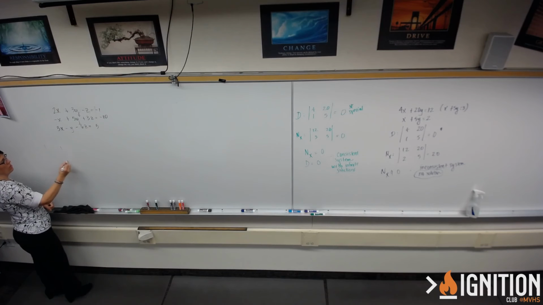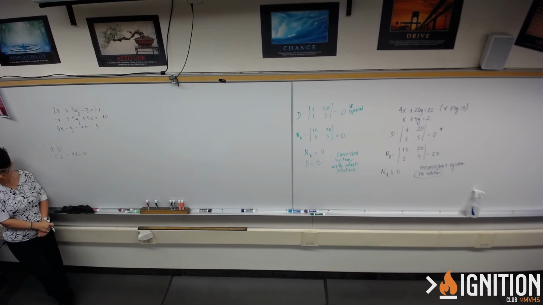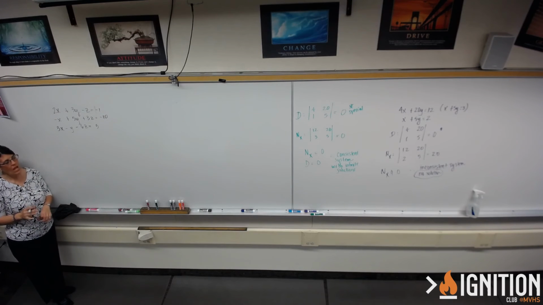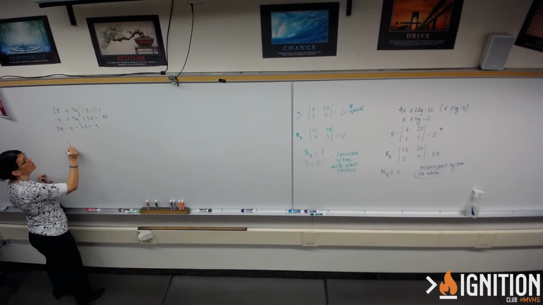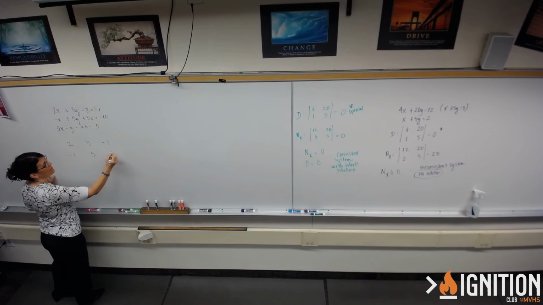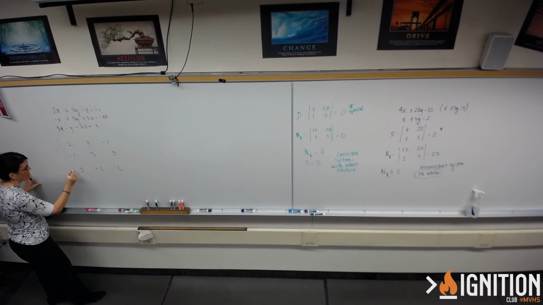Cramer's rule. A, B, C, D. AD minus BC, yes? Okay. That's like A, B, C, D, E, A, B, C, D, A, B, C, D, E, F, G, H, I, J, K, L. There's a lot of letters, yes? Okay. We're going to start with, let's write down the coefficient matrix. 2, 3, negative 1. Negative 1, 5, 3, 3, negative 1, negative 6.